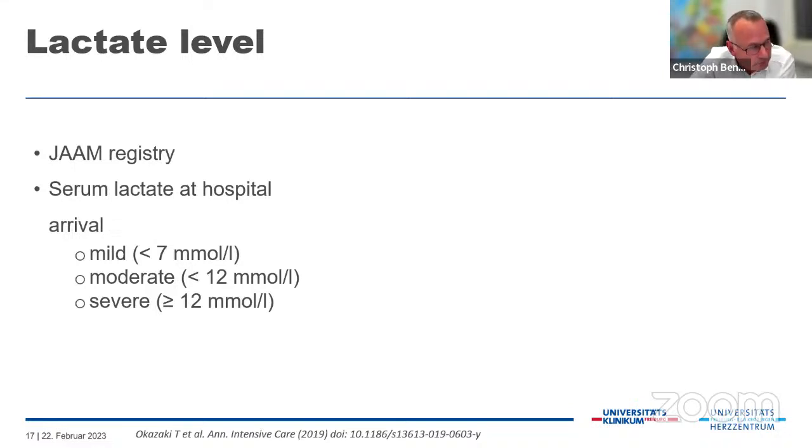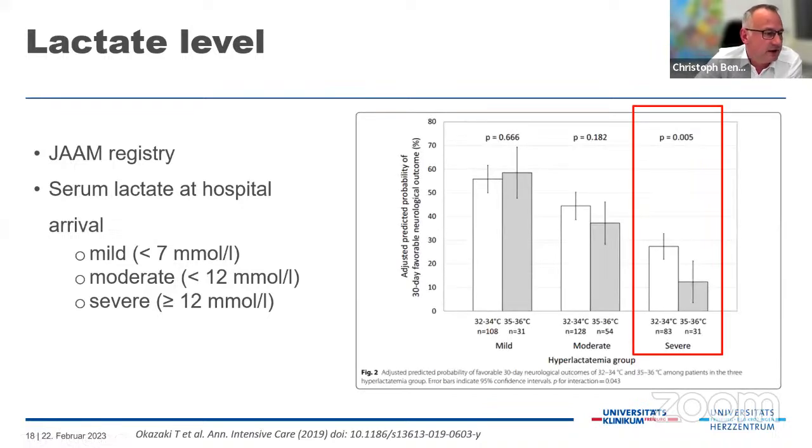They focused on the lactate level at hospital arrival, and they divided it into 3 groups: mild, less than 7 millimole per liter, moderate, less than 12, and severe, more than 12 millimole per liter lactate. If we look at the results, you see directly that the severe group has better results if they are in a hypothermic condition. You can see it here. It's statistically significant.